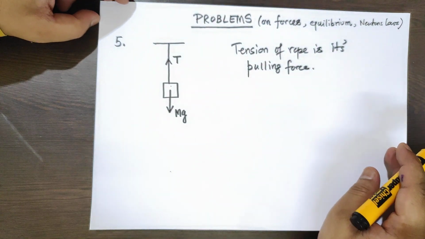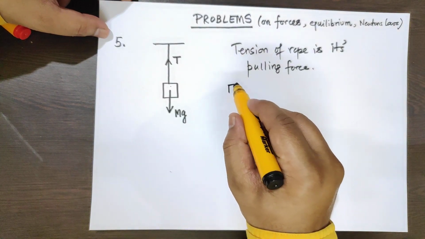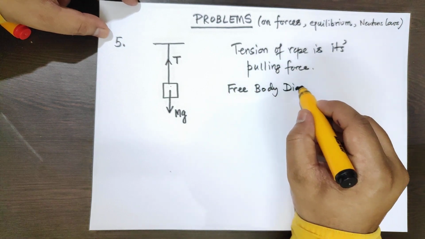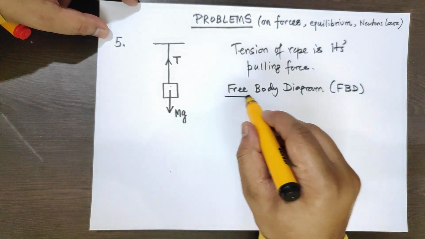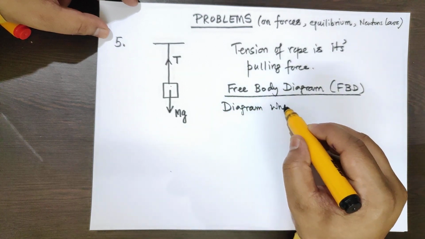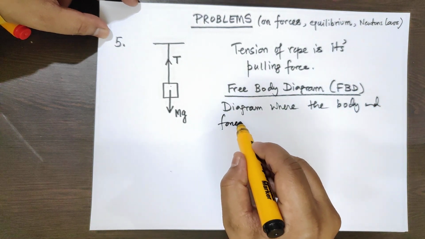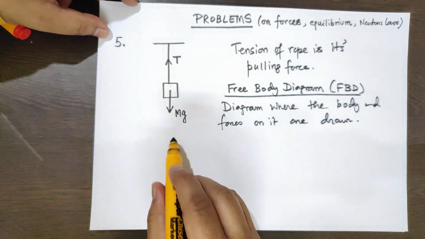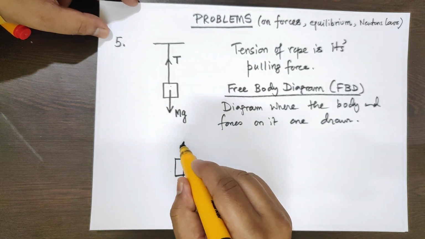Okay. So for this body, you can draw the free body diagram. This is very important. Free body diagram, abbreviated as FBD, is the diagram where the body and the forces on it are drawn. Nothing else is drawn. So here I'll draw for this body the forces mg and T upward.